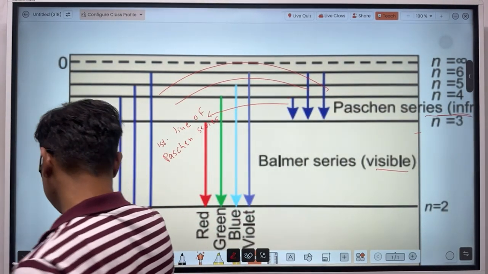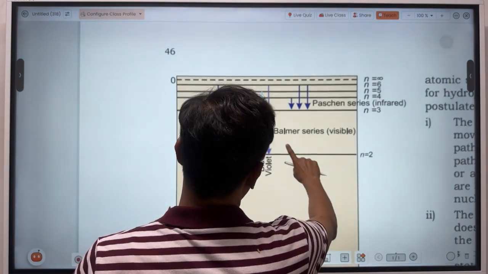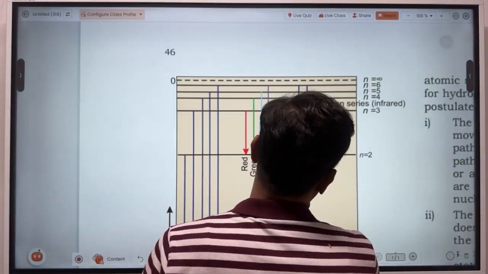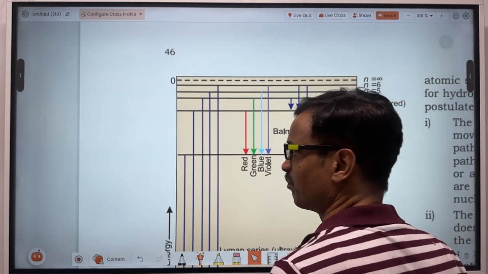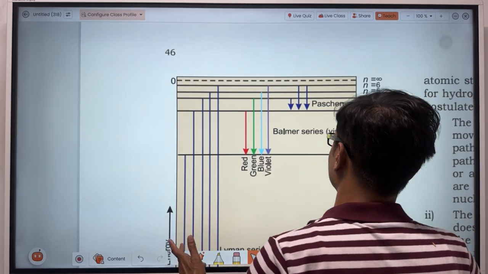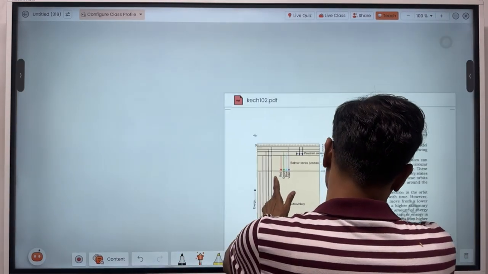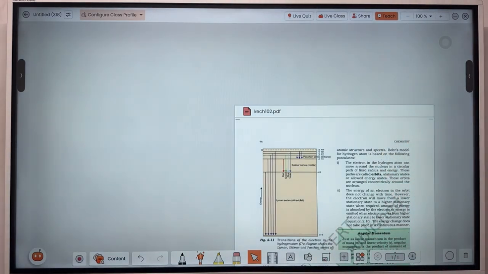In the same way, there is the Brackett series: when an electron falls from any energy level into n equal to 4, that comes under Brackett series, and after that is Pfund series. Here it is not explained in detail so much, it is similar to this one, but very little. Till here it is clear.